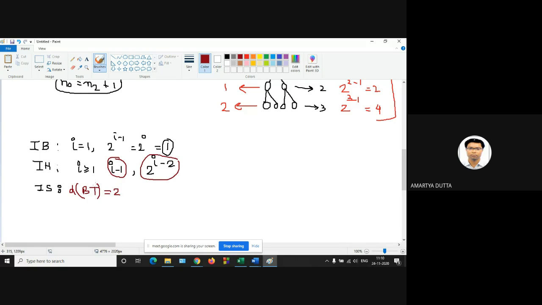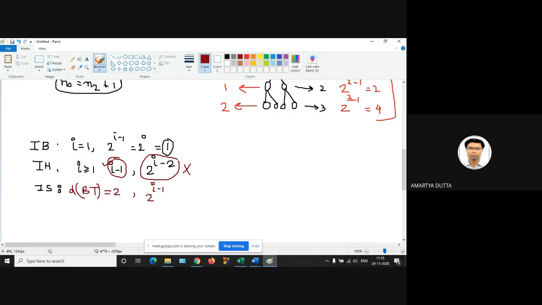So the maximum number of nodes on level I minus 1 is just a power of 2. So not 2 to the power I minus 2, it will be 2 to the power I minus 1. So our assumption was incorrect.